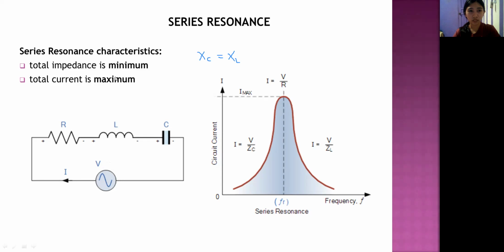So taking into consideration here the series RLC circuit, here we have a voltage source. We consider the current flowing in the clockwise direction, because we know that in AC the current flows in either direction, clockwise and opposite. But here we'll just be considering the clockwise direction.